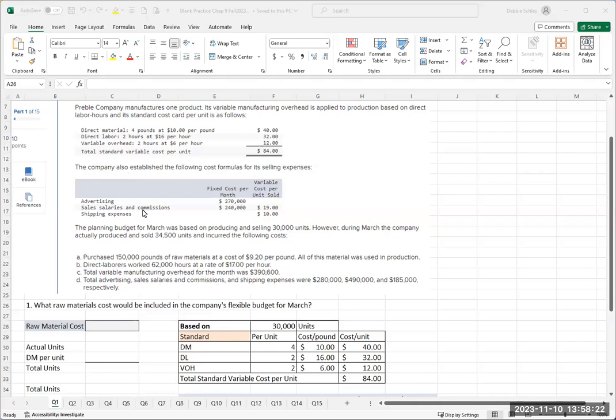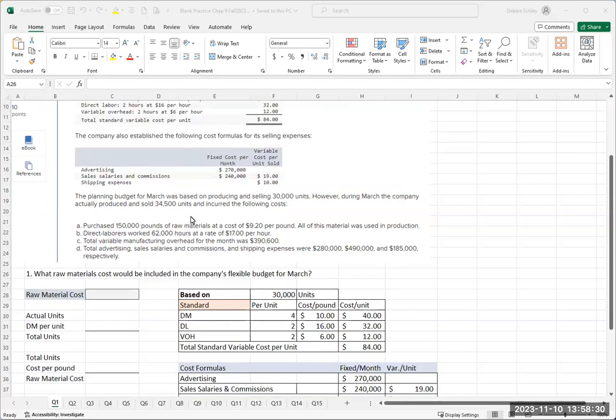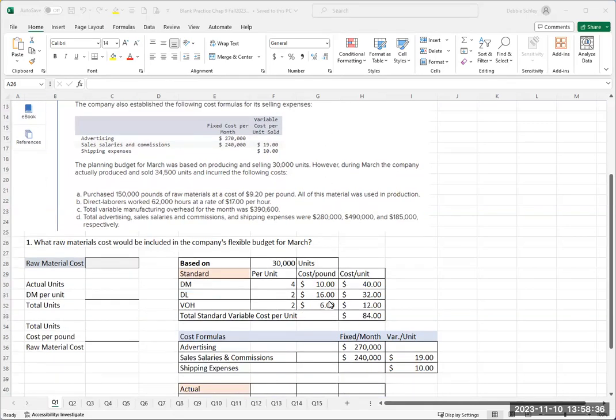Okay. And then the planning budget for March was based on 3,000 units. Got that right there. And then my advertising. So the company also established the following cost formulas for its selling expenses. Advertising is a fixed cost of $270,000. Sales salaries and commissions is a fixed cost of $240,000 plus a variable per unit of $19. Shipping expenses is all variable at $10 per unit. The planning budget for March is based on 30,000 units.